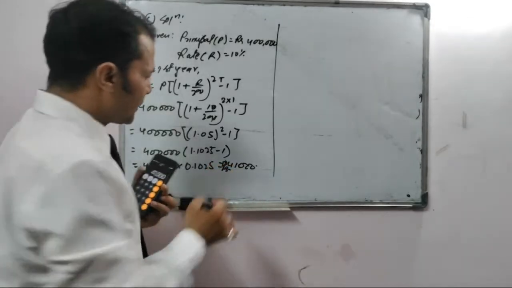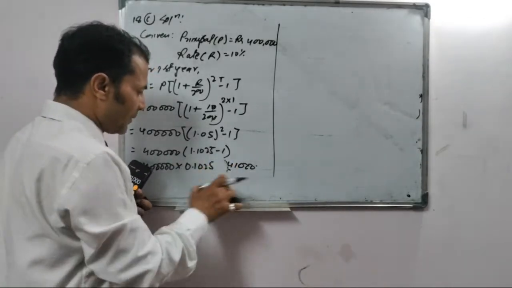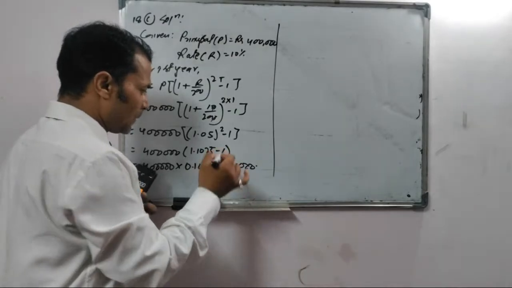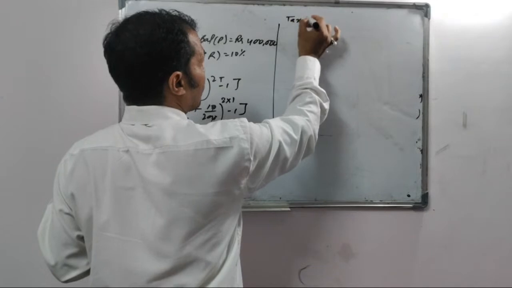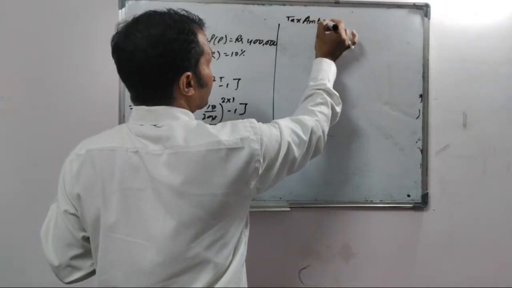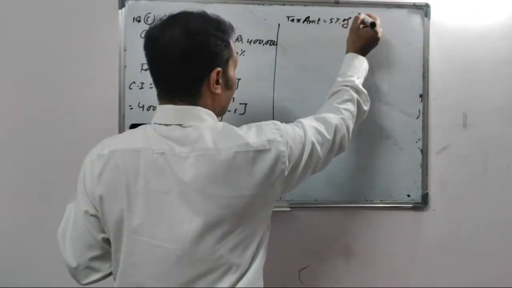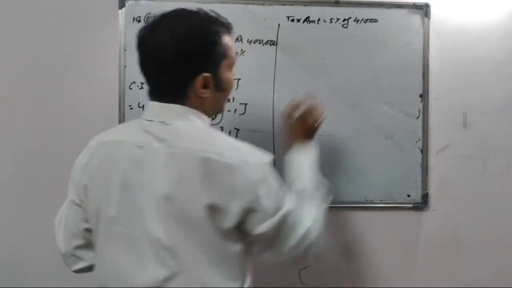So look here, this is the interest of the first year, 41,000. But how much is the tax? The tax amount is 5% of 41,000.